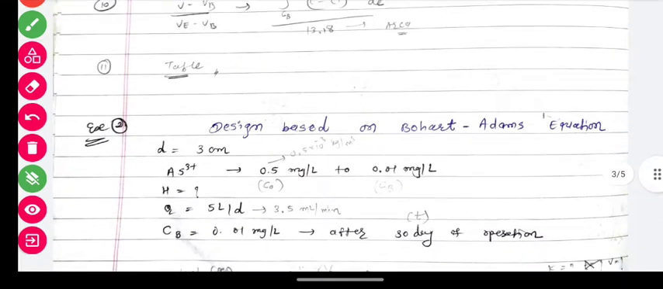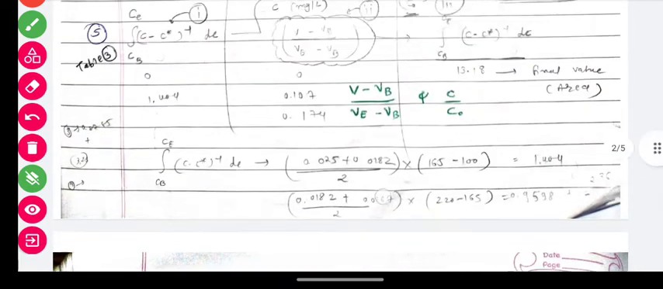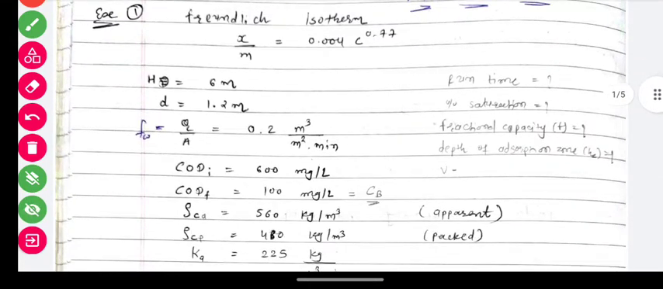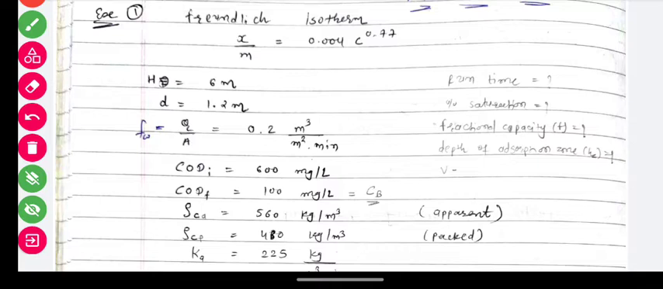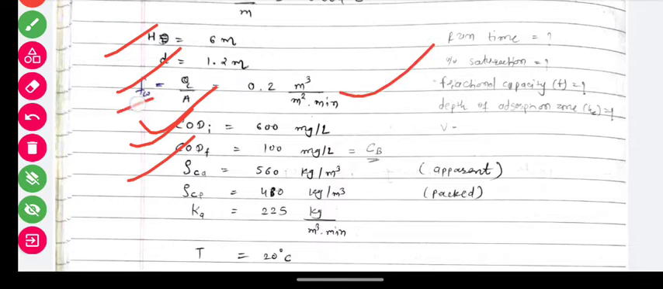Now we will look at the first example, because this is the most difficult one, so I kept it for last. What we have to find out: this is the data given, the Freundlich isotherm equation is given. In this we have to design the column, so we just have to find out the runtime. From this you will be able to understand how to proceed. This is the data given: initial COD and final COD, density, depth, diameter, and the flow by area ratio. This is the flow rate.